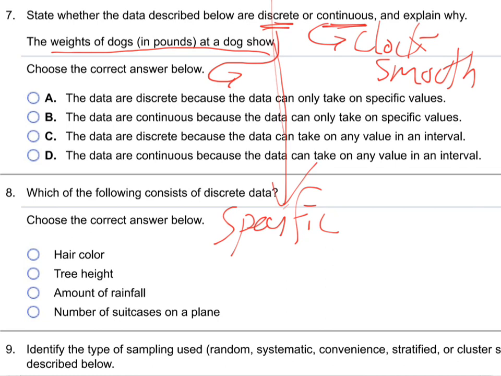Because you have the weights of dogs at the dog show. What I'm trying to say is, discrete, you can count them. There's only a certain amount. The clock is the best way. Between 12 and 1, there is an infinite number of places. Continuous is really smooth. It's not ticking. The ticks are countable. Brian's right. So continuous is infinite. Well, they can both be infinite. So the clock is the best way.